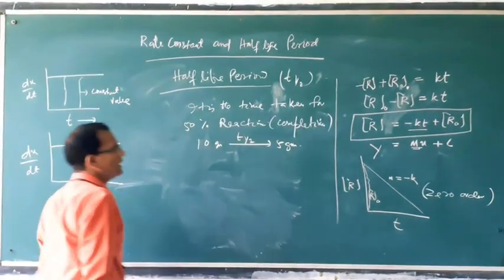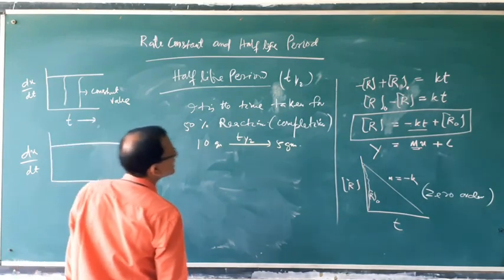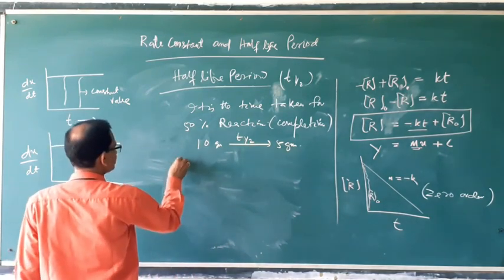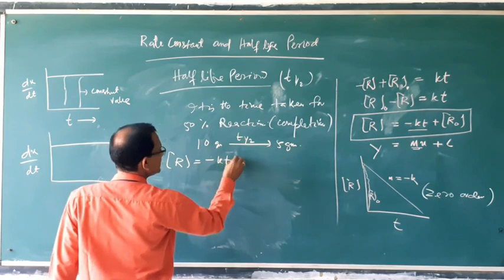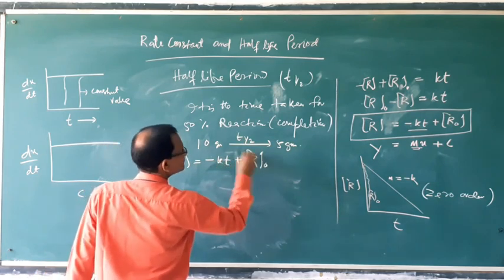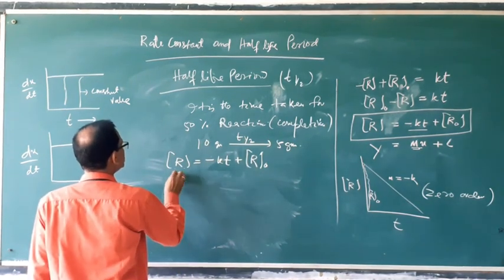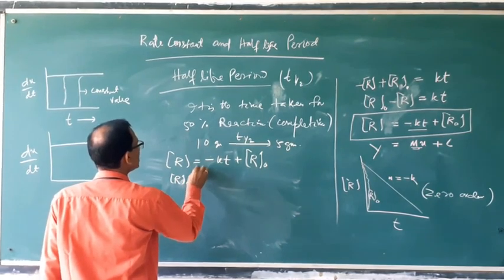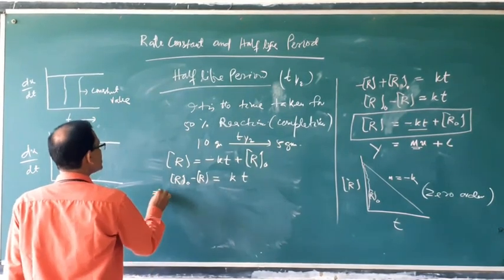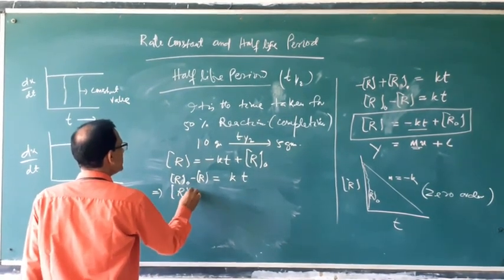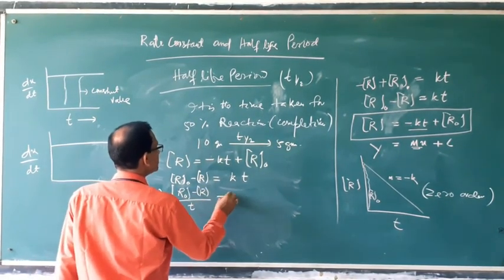So in the formula, in the previous formula for zero order, R is equal to minus KT plus R0. If you arrange it, R0 minus R is equal to KT. This implies (R0 minus R) by T is equal to K.